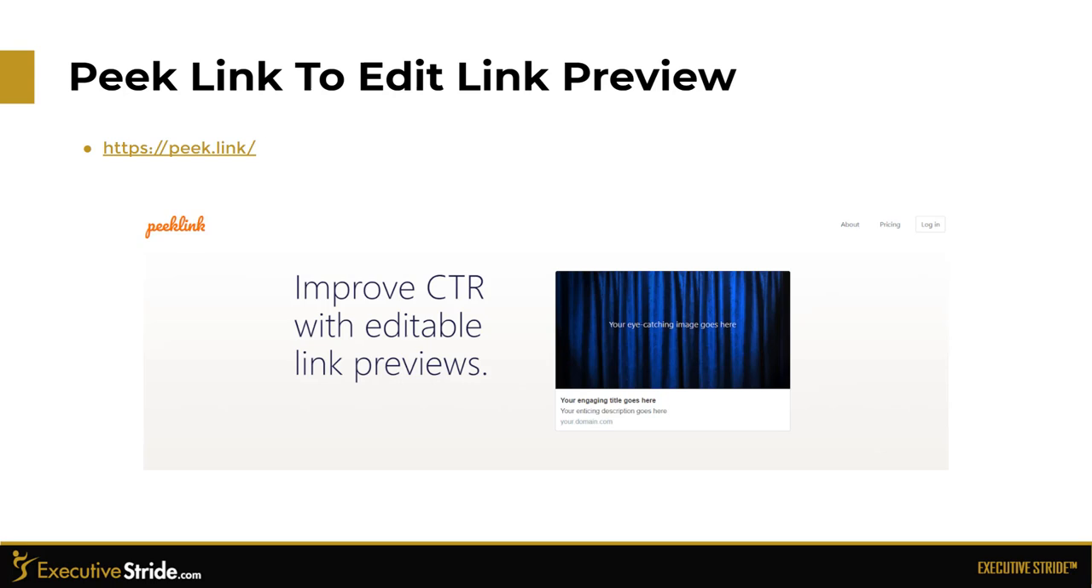So here's what you can use. You can use this website called Peak Link to edit link previews. Okay. This will basically allow you to add different images to a specific link and then put that in your featured section. Now you could also just, if it's a link on your website, you could change that social link on your website. But now if you don't know how to do that, or if you just want to save time, peak.link is a good way to do that.